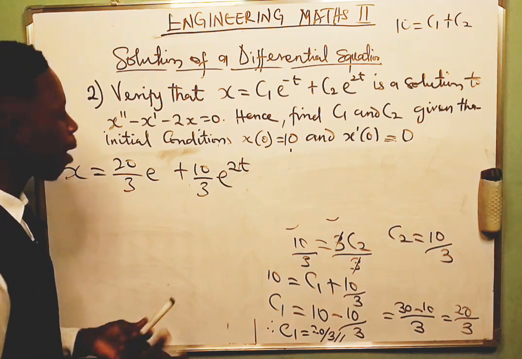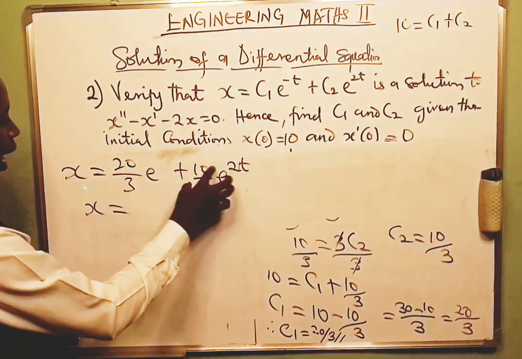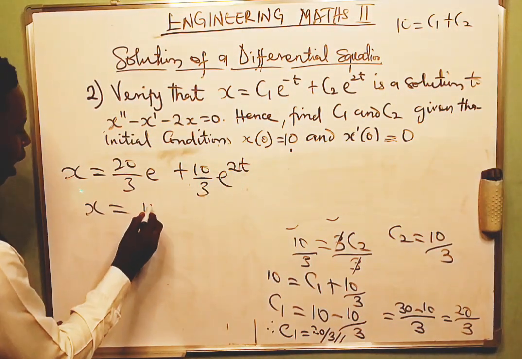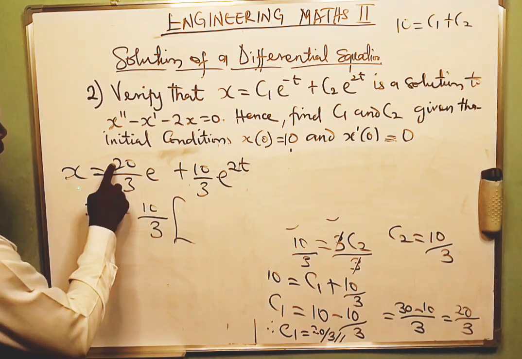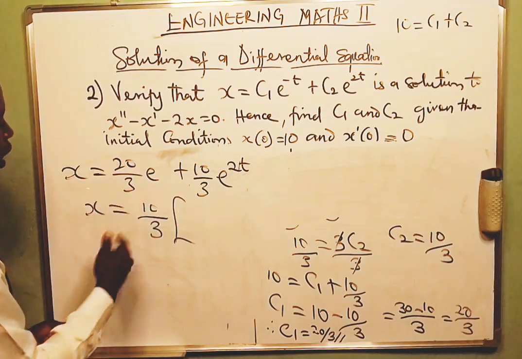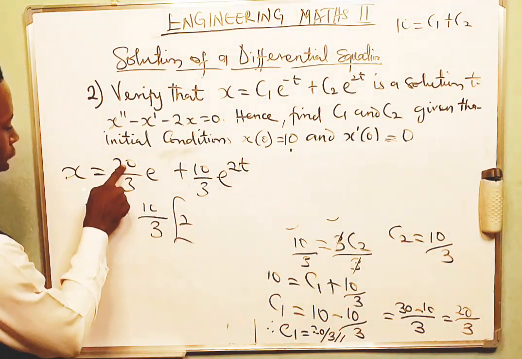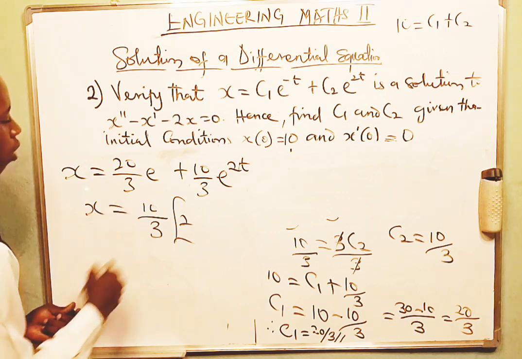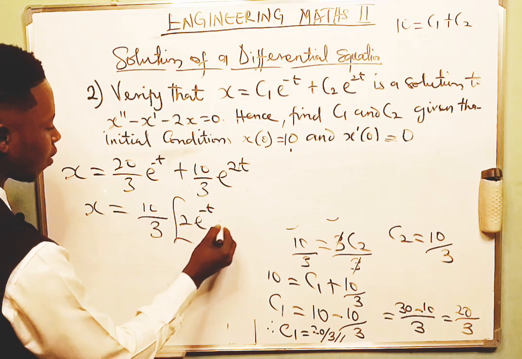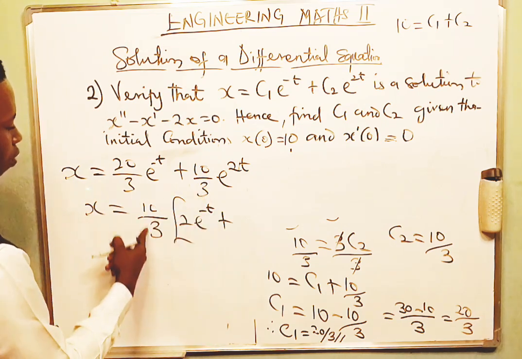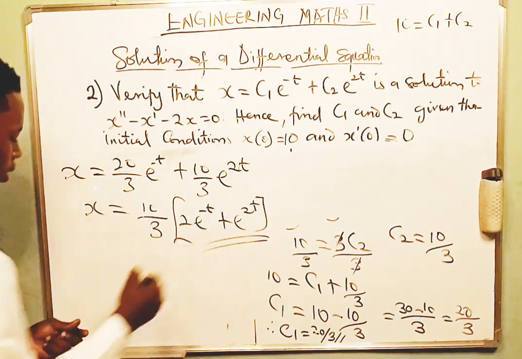But if you still want to bring it to its lowest term, you have x equal to: compare this and this. You have 10 over 3, open a bracket, 10 over 3 divided by this, you will be left with 2, because 10 times 2 gives us 20 over 3. Now, what do we have here? 20 over 3 exponential minus t plus 10 over 3 divided by 10 over 3, you have exponential 2t.